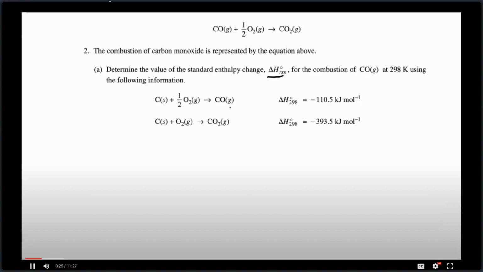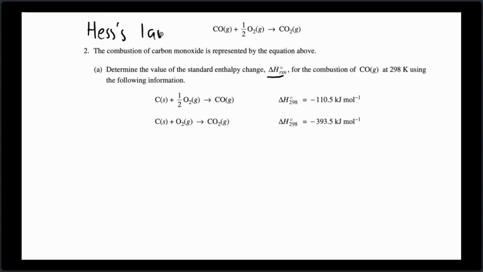It's giving us 2 equations, showing 2 different reactions with different standard enthalpies. So by now, you should have identified that this is a Hess's law question. Every time I see a Hess's law question, I think of it as solving a puzzle. We're using both these reaction equations to form the equation above, so we can do different things.